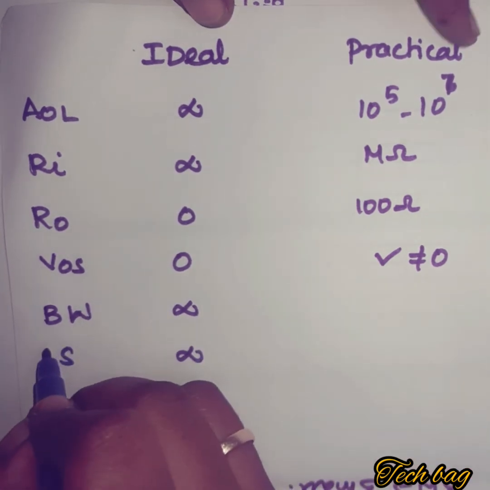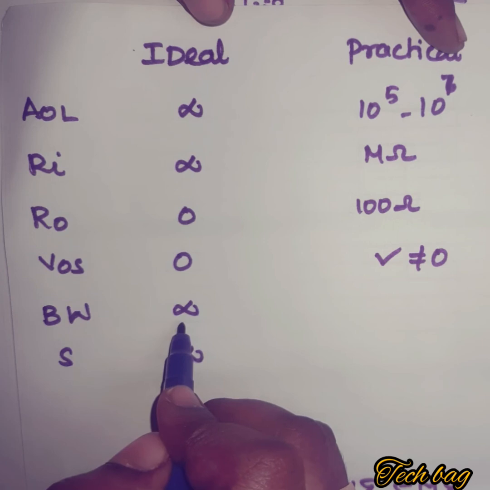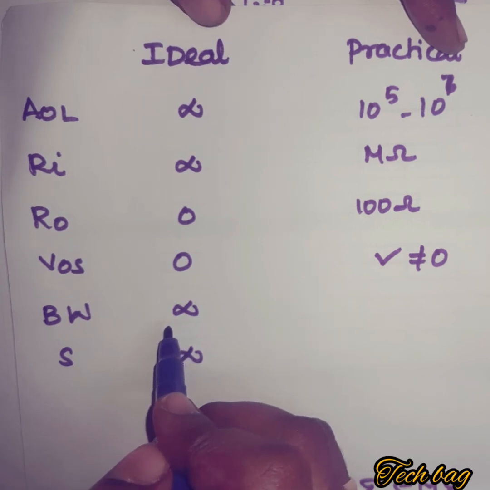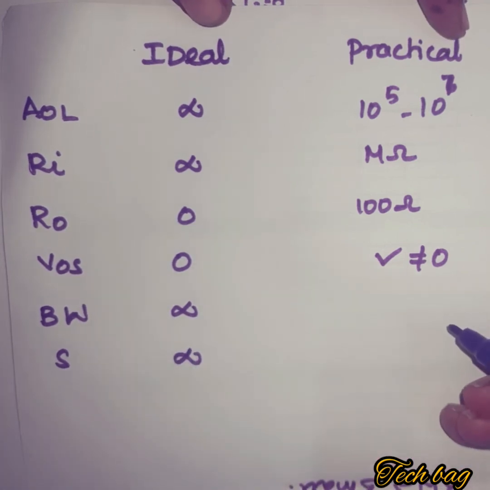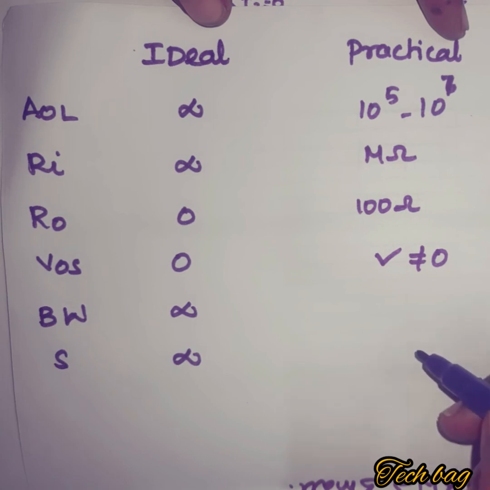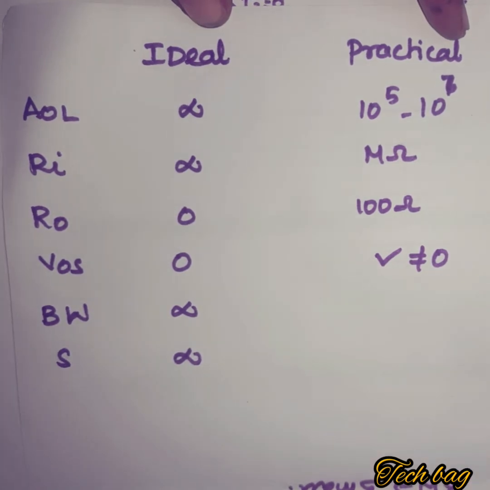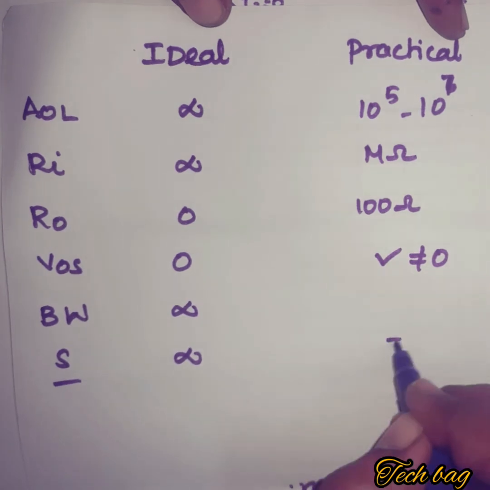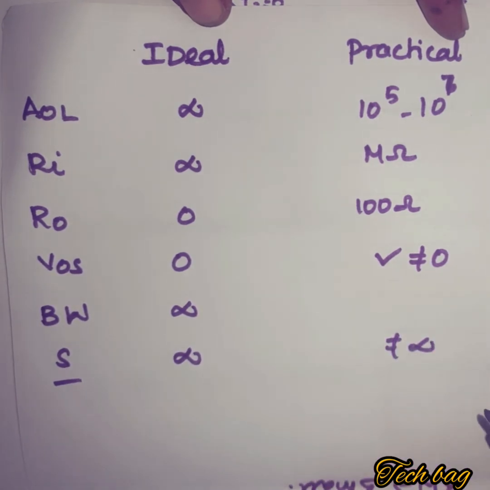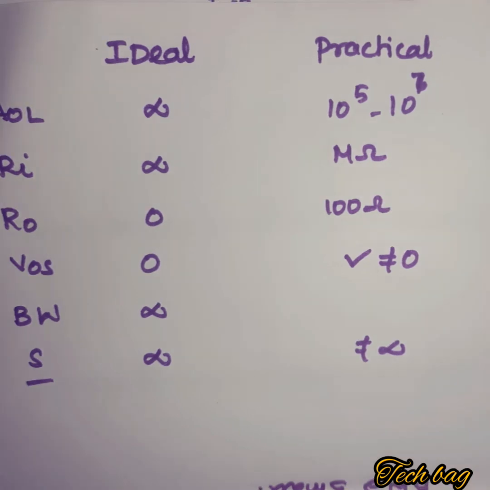And next one is bandwidth. Here the bandwidth is infinity in an ideal operational amplifier, but in practical operational amplifier the bandwidth value is very small, but we can increase the bandwidth by providing negative feedback. And next one, slew rate. Slew rate is not equal to infinity, and if you choose a higher slew rate, then the performance of the operational amplifier is better. That's all about the characteristics of ideal operational amplifier.